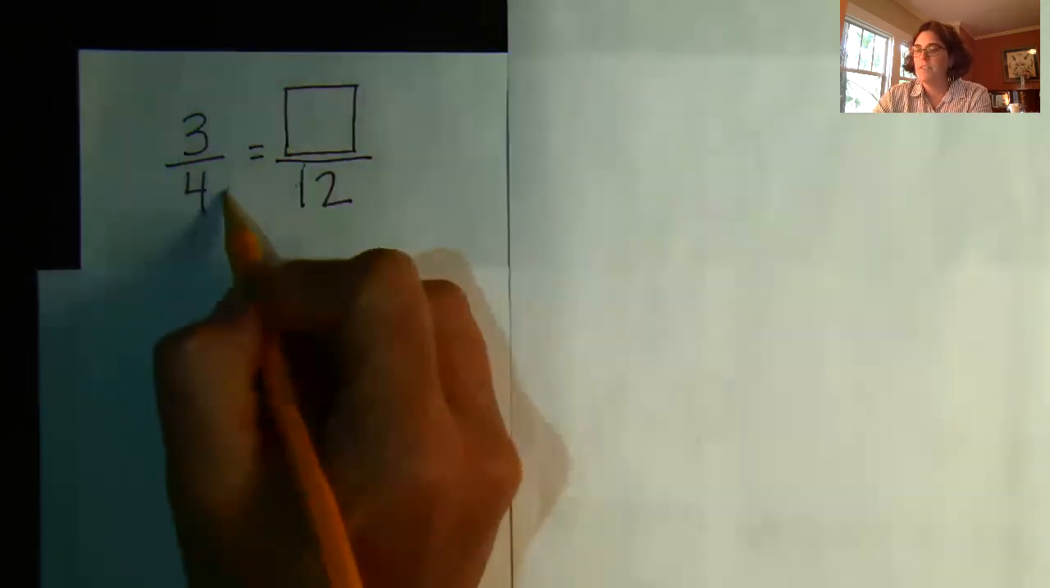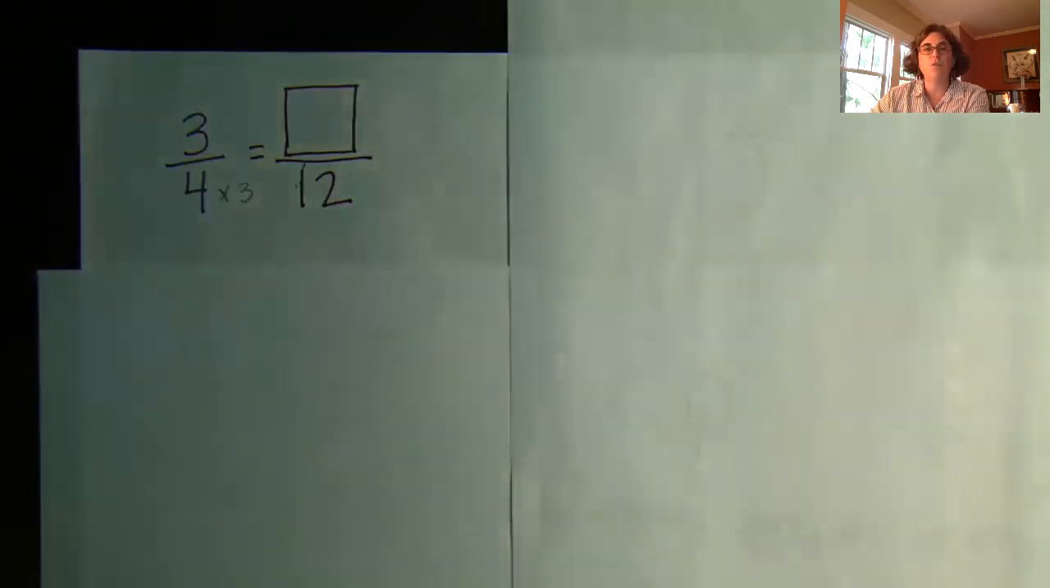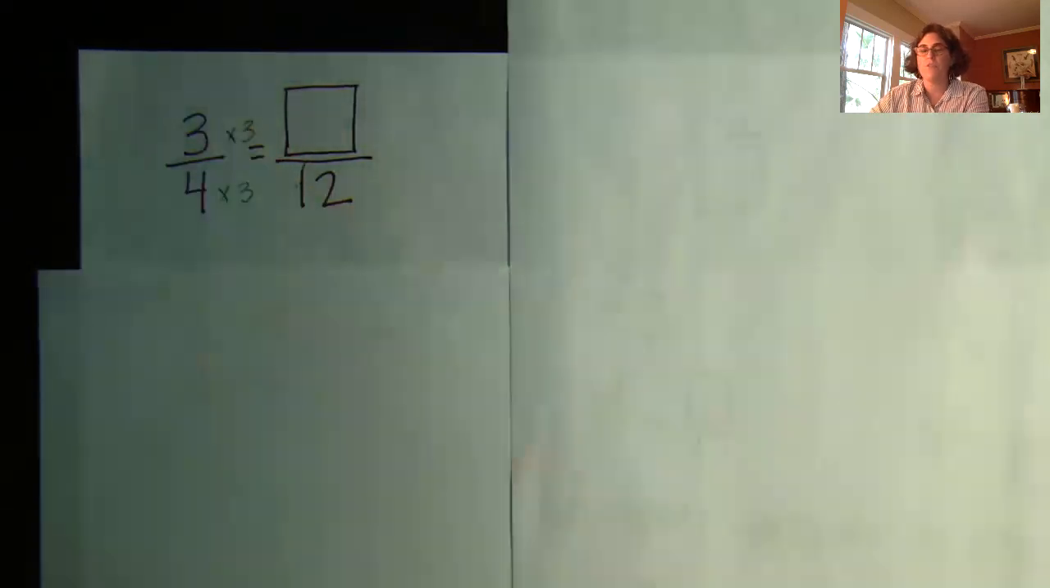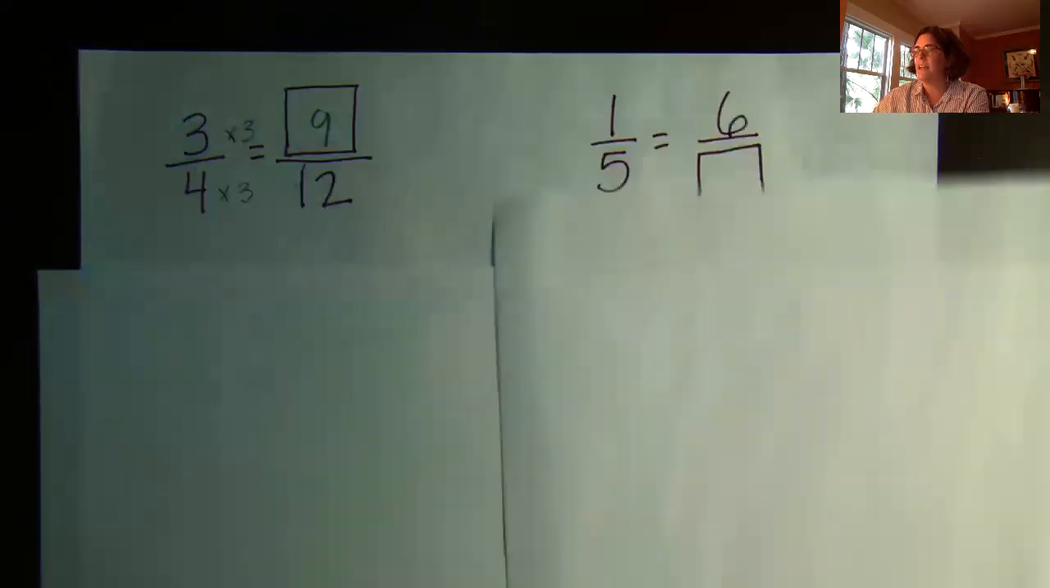Very good. 4 times 3 equals 12. So then I'm going to have to multiply the numerator by the same number, times 3. 3 times 3 gives me, very good, 9. So 3/4 equals 9/12. Let's do one more, just like that.